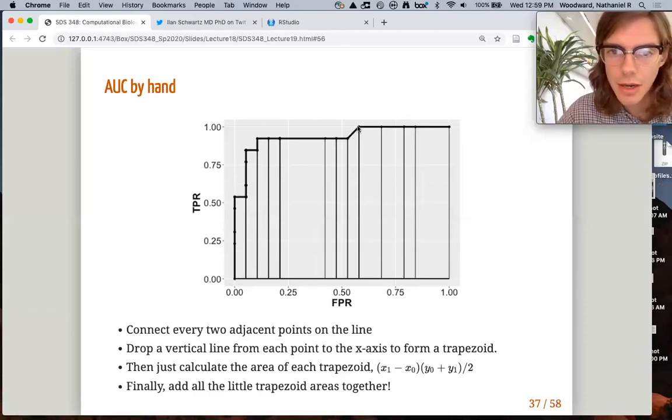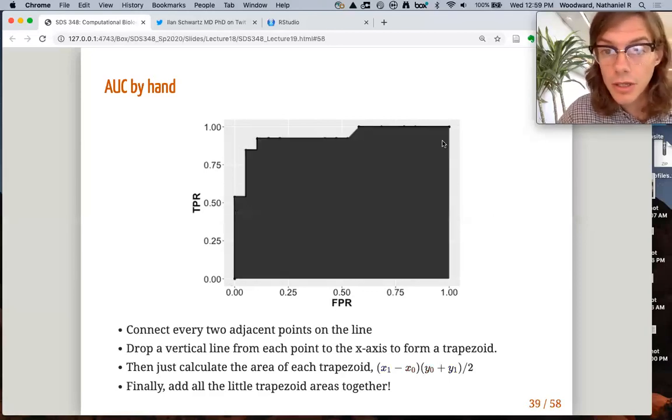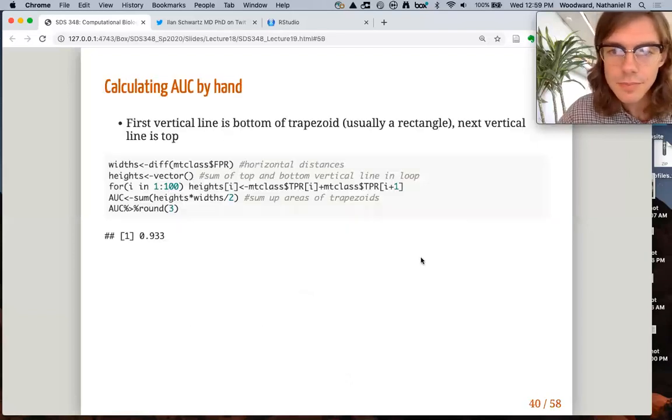But if it's this, you average those two little bits. Then you just add all those trapezoids together, right? So you compute this little area and so on, compute the whole area, add them together, and you're done, right? And you can do this manually if you wanted to, right?